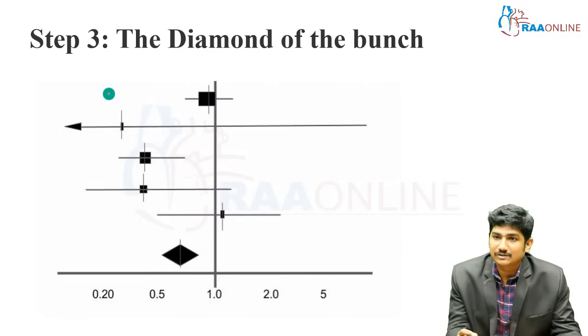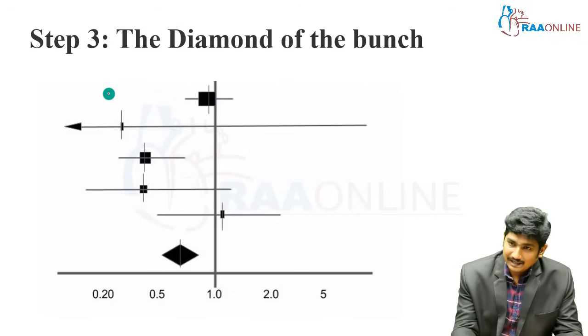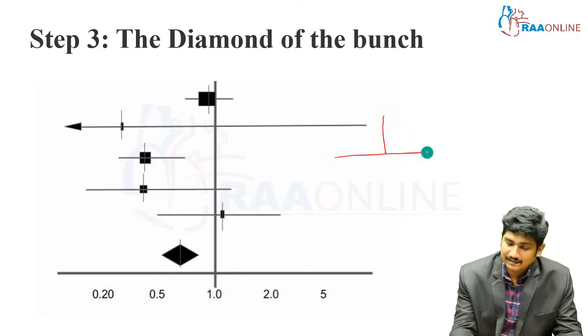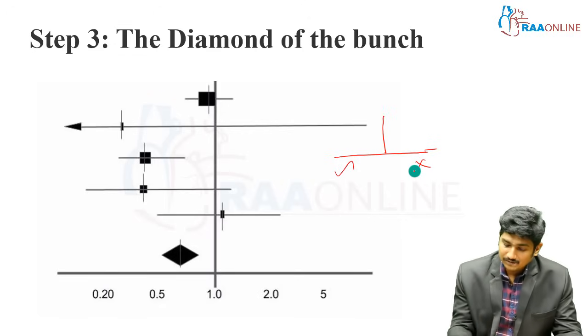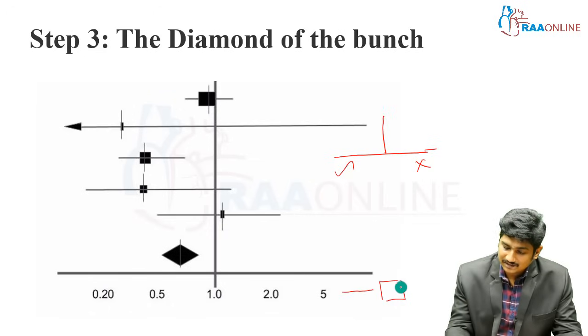So now coming to the diamond of the batch. So again, just a refreshment. First we have drawn a central line, the null line, then the horizontal line. One side favors the outcome, one side does not favor the outcome, and we know how to represent each individual study. For example, my study has a population of 50. So I put a 50 box, a random box, and a confidence interval.